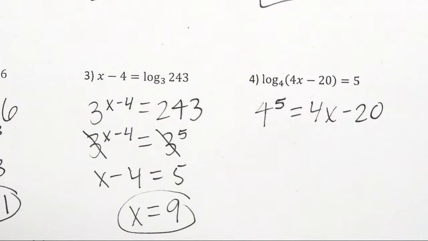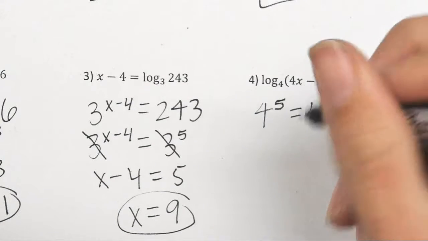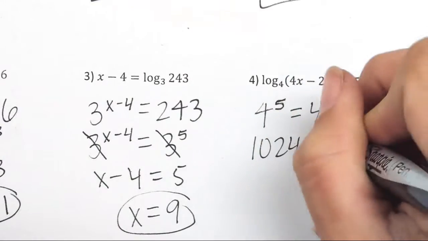Alright, do we have to find a common base here? No. Why? Oh, because... Yes, but what else? Nope, that's not what I'm looking for. Okay. Why don't we have to find a common base? We only do that when there's a variable where? As the exponent. Good. And this time the variable's not in the exponent. So like Isabel said, we're going to find 4 to the 5th power, which is what? Good. Equals 4x minus 20.